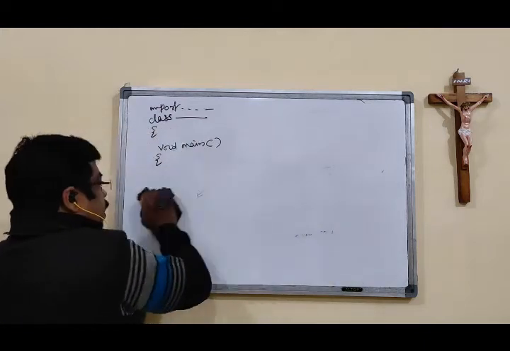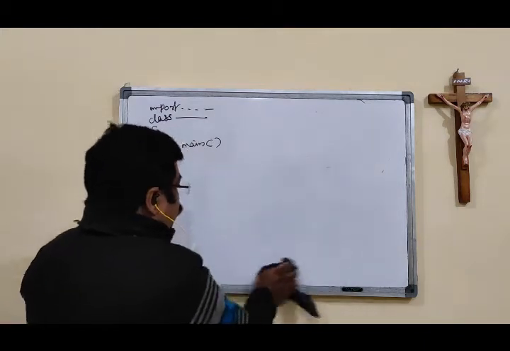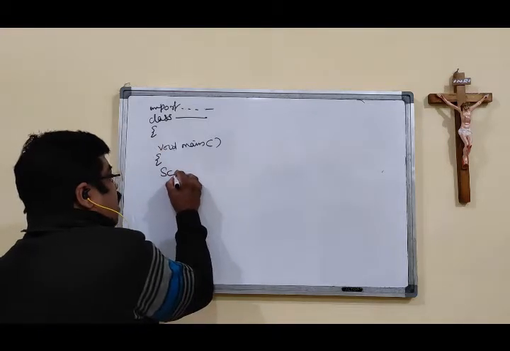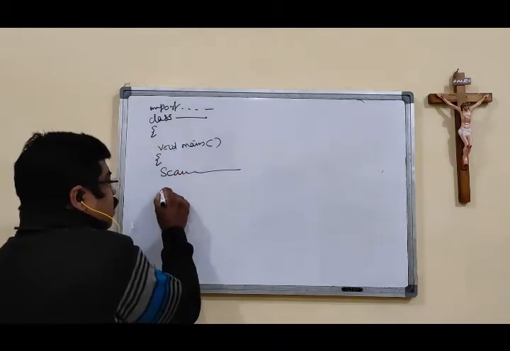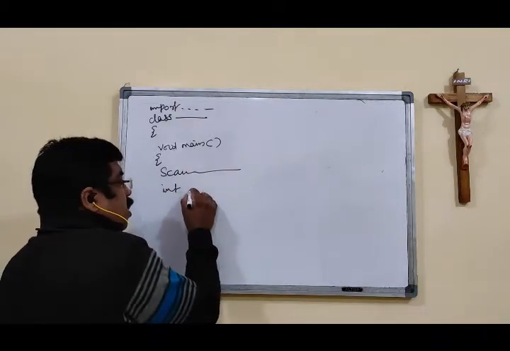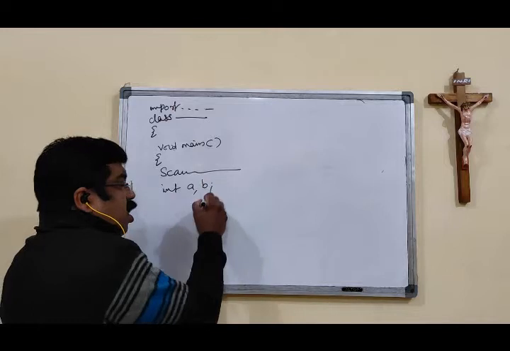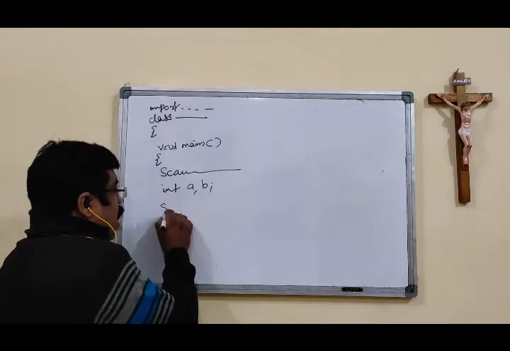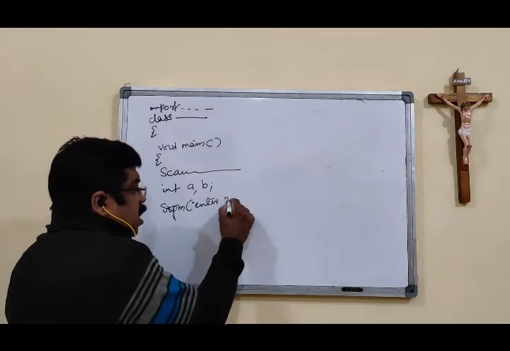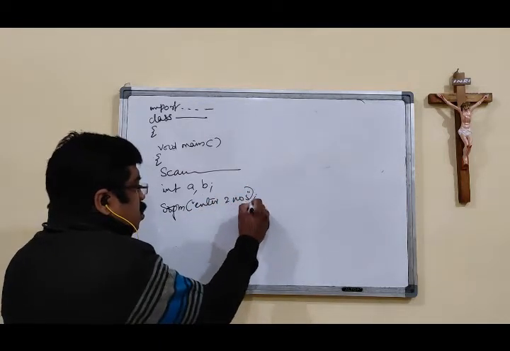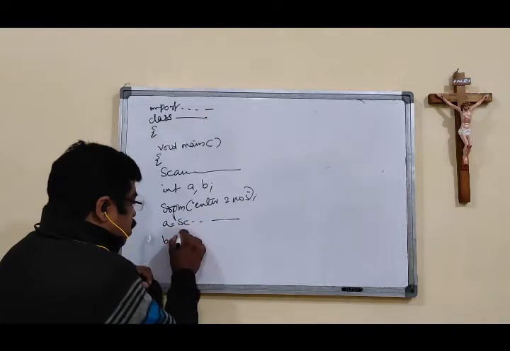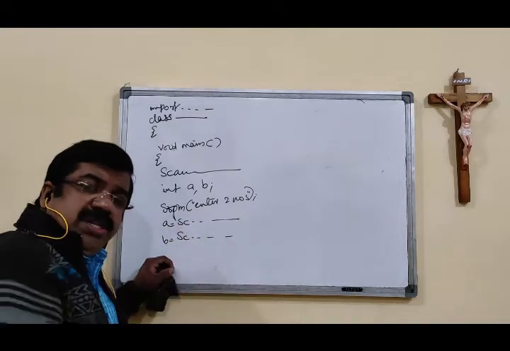See, in the main, we will declare the variables by giving the scanner class. After that, we are declaring those variables, two variables, int a comma b, then asking for the values, SOPLN enter two numbers, a is equal to sc.nextInt, b is equal to sc.nextInt.